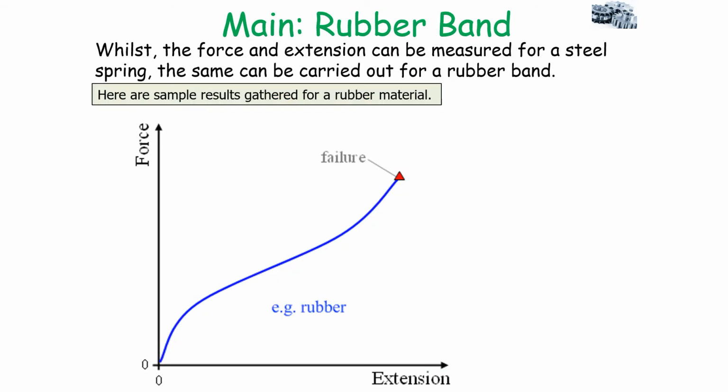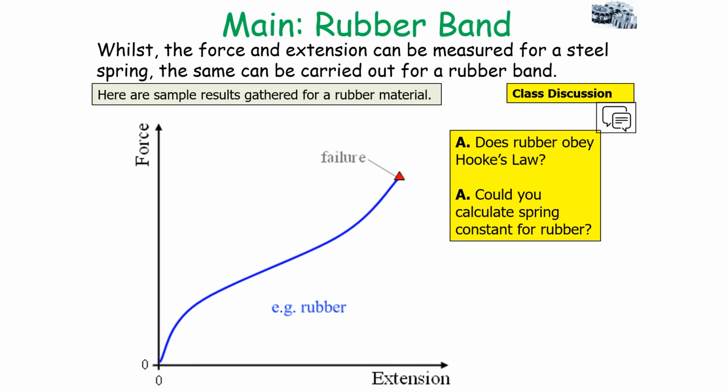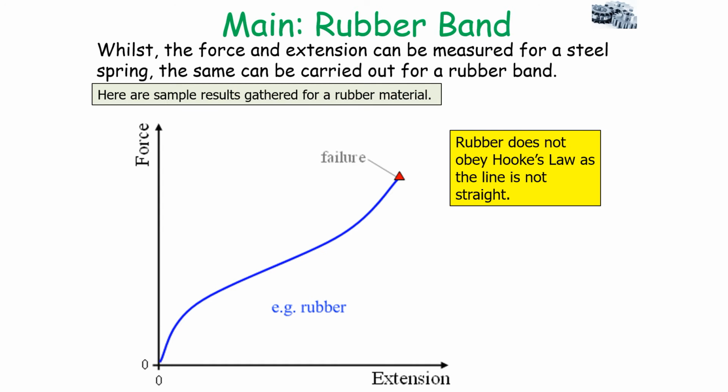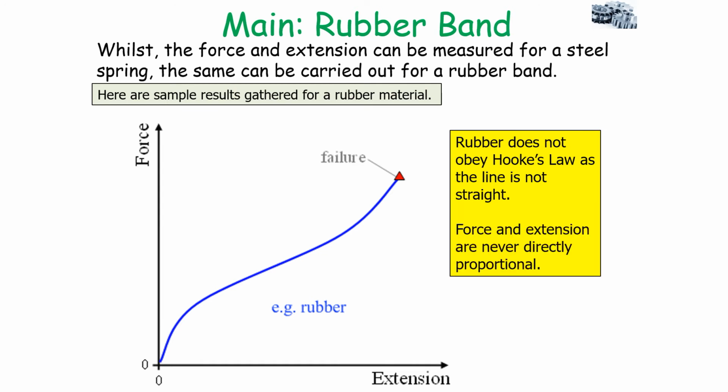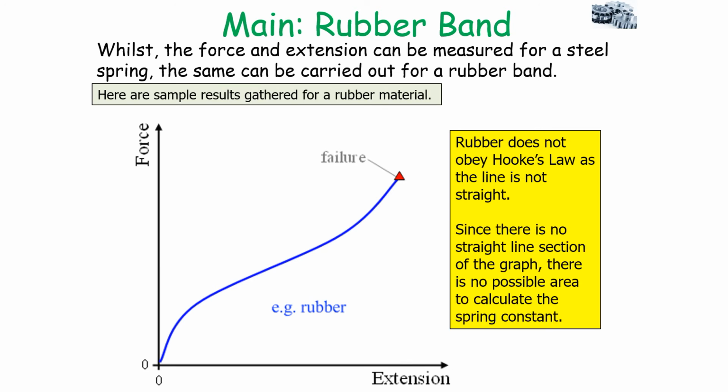Now whilst the force extension graph can be measured for a steel spring, the same can be done for a rubber band. So here are some sample results gathered for a rubber material. So does this rubber obey Hooke's law, and could you calculate the spring constant for rubber? Well, the rubber doesn't obey Hooke's law because the line of the force extension graph is not straight. So the force and extension are never directly proportional. So since there's no straight line section of the graph, there's no possible section on your graph to calculate your spring constant.